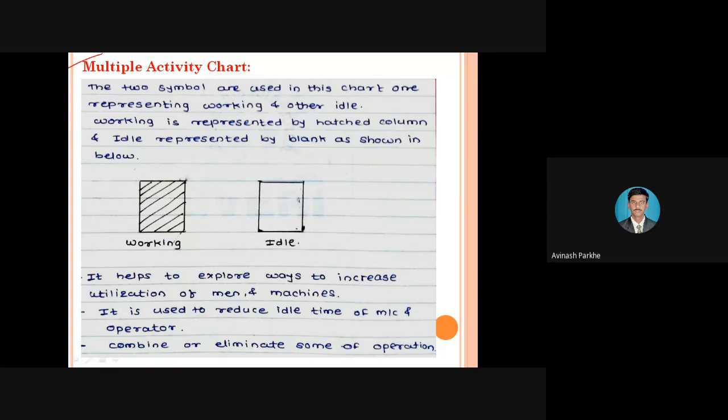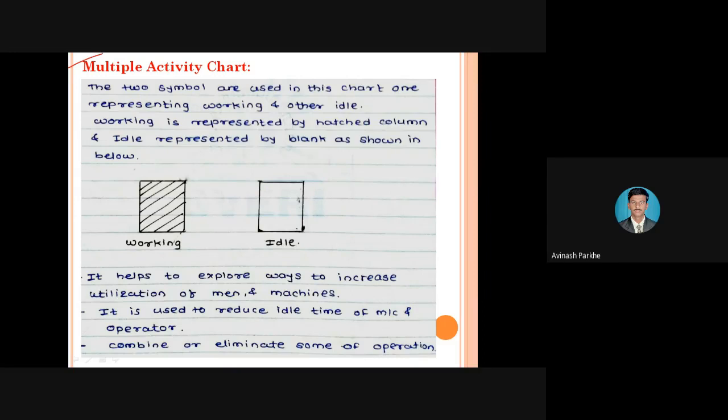Okay. So this multiple activity chart also gives information about when the man is working and when the man is idle, and when the machine is working and when the machine is idle. For example, take a CNC machine. What is our requirement? What is the operator doing? He takes the job, holds that job in the chuck and starts the machine. While holding the job and before starting, the machine is stationary, meaning the machine is in a totally idle condition. Only the operator is working.